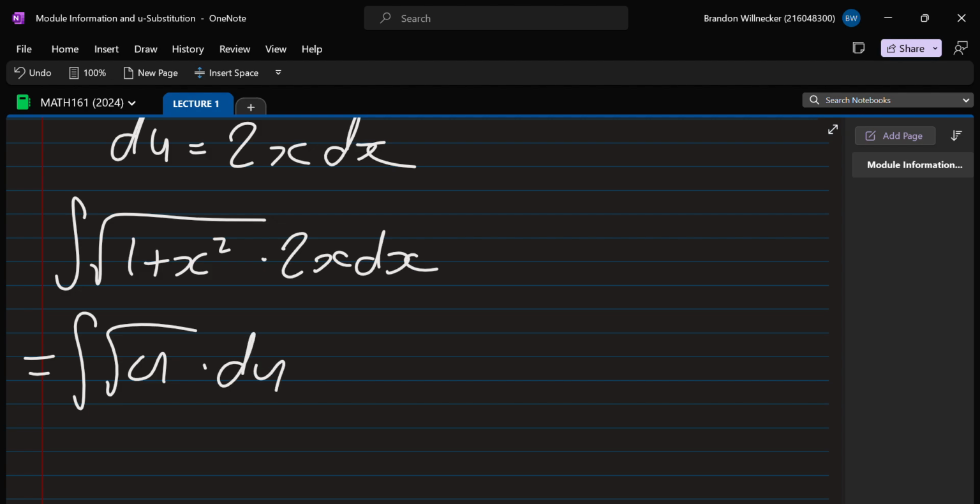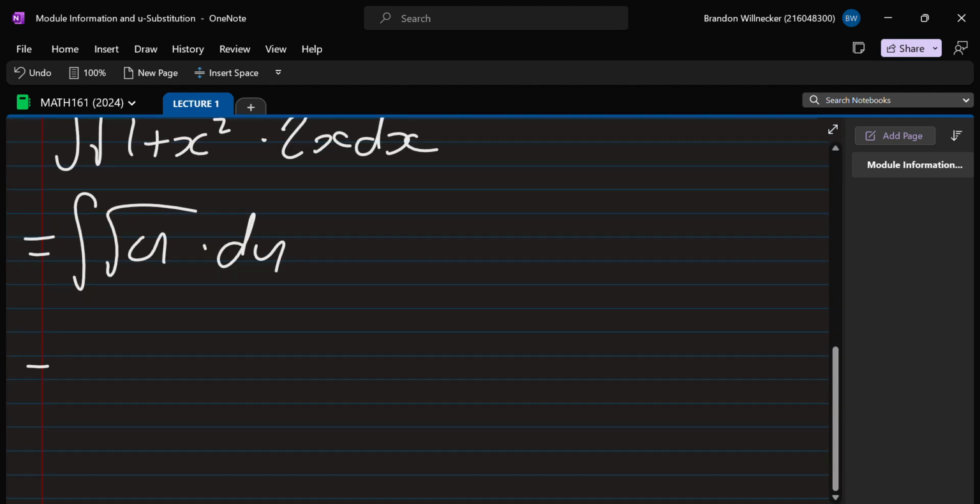Now we've done this before, we've done this a few times. The integral of root u du, we've done that before, it's quite easy. All we need to do is write this as u to the 1/2. Since it's u to the 1/2, that makes it even easier. We've got that exponent. We add 1 to the exponent and divide.